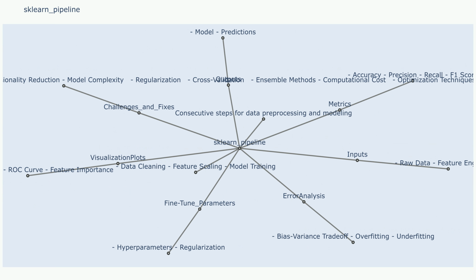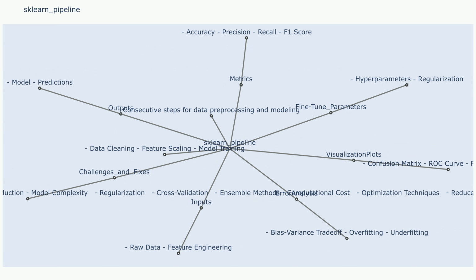F1 score harmonically averages precision and recall, providing a balanced metric for situations where both are important. Mean squared error, MSE, quantifies the average squared difference between predicted and actual values, primarily used for regression problems. R squared measures the proportion of variance in the target variable explained by the model. A higher value indicates a better fit.